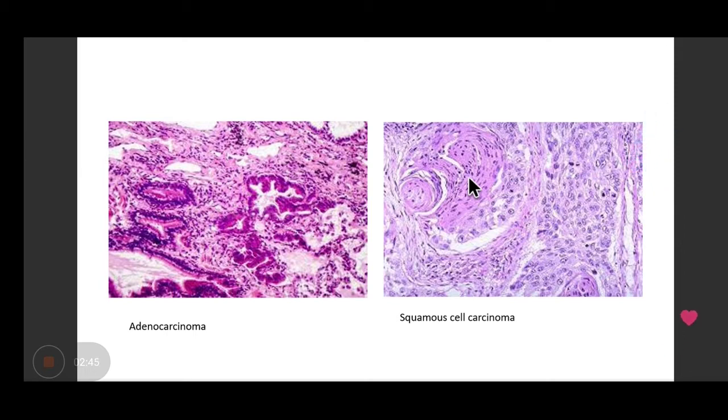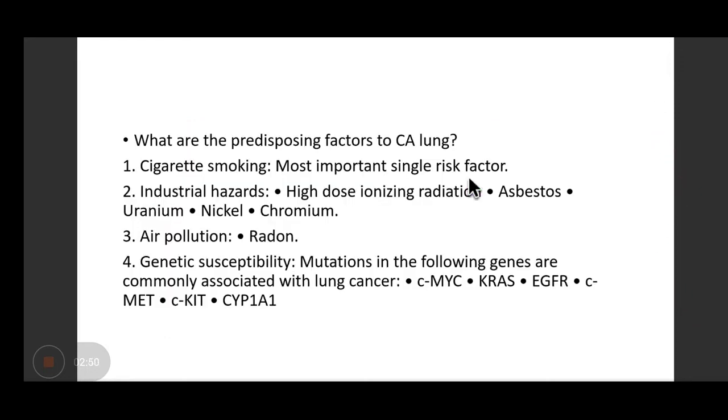So now let's come on to the questions which would be asked on these specimens. Okay. The first, most commonly asked question is, what are the predisposing factors to carcinoma lung? Now, there are various factors. Cigarette smoking is the most important one. Then industrial hazards, which include metals as well as ionizing radiations, air pollution, and genetic susceptibility. So various types of mutations are associated with particular types of tumors, that will be asked again.